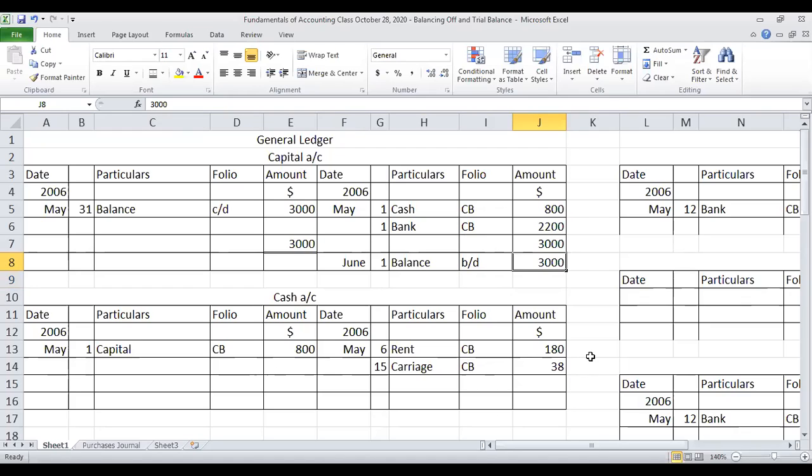Ready for that? Hold on. Let me finish balancing off with it. All right, so balance off capital and that's it. Then you're going to balance off the cash account now. On this side you have 800, and on this side you have 180 and 38. So you're going to add up both sides and subtract the smaller from the larger.